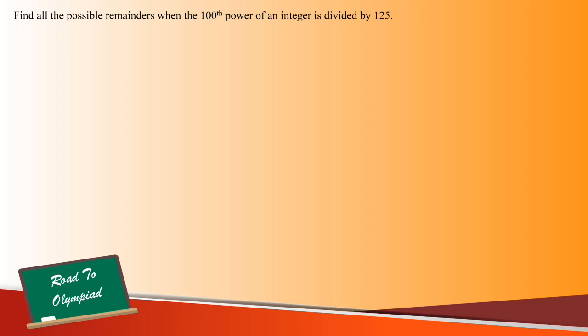Pause the video if you'd like to give this problem a try, and when you are ready, keep watching to learn how to solve it. To start with these problems, we notice that an integer can be written in one of these ways, where k is an integer. If the integer is 5k, then clearly 5k raised to the 100th power is divisible by 125. Therefore, the remainder will be equal to 0.